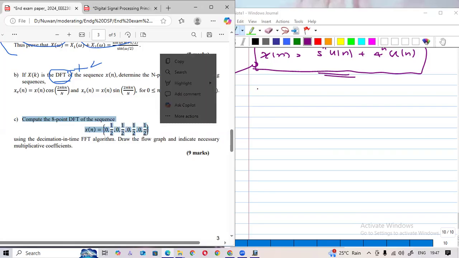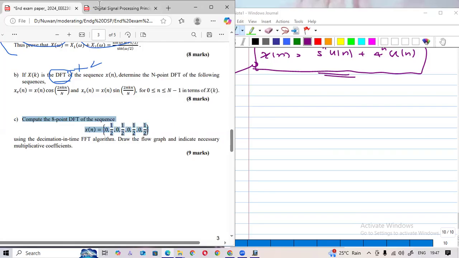So you are asked for an 8-point DFT. You have to do a calculation. Actually you are asked to use the FFT. Using FFT you can easily find this one. But if you are asked to find the 8-point DFT directly, it is somewhat difficult.